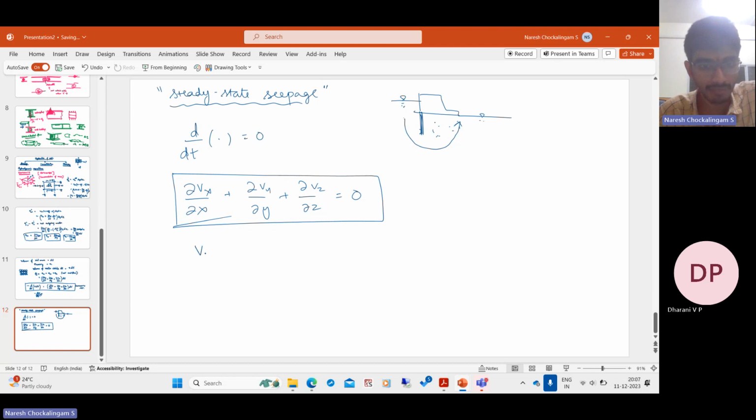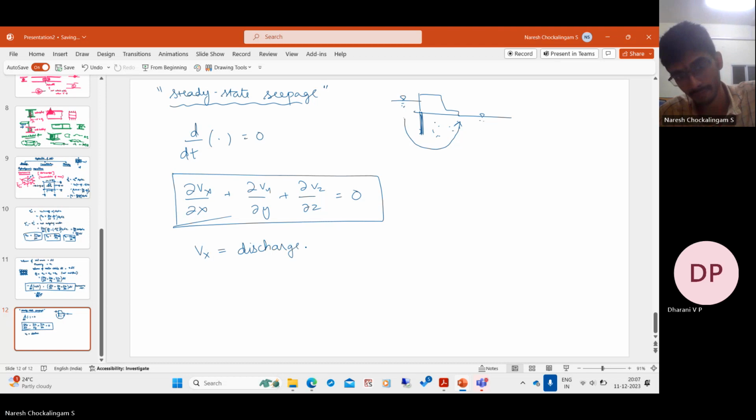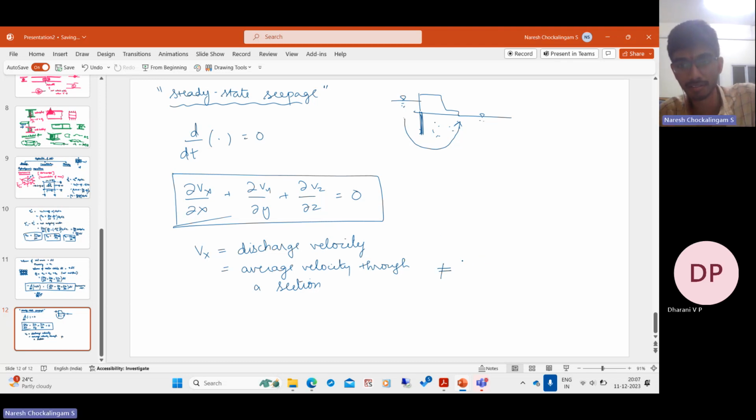But before that, what is Vx? Vx is called the discharge velocity. And discharge velocity is something like the average rate at which water leaves, right? Average velocity of a section, average velocity through a section. Now, it is not equal to the velocity of water through the pores.